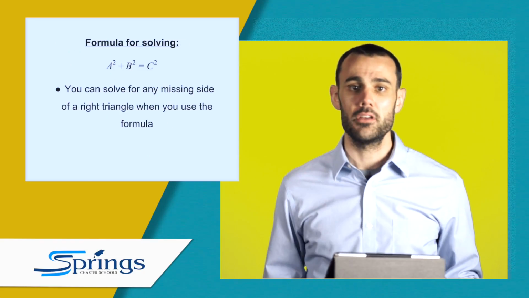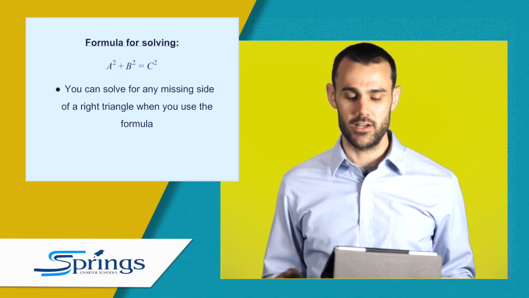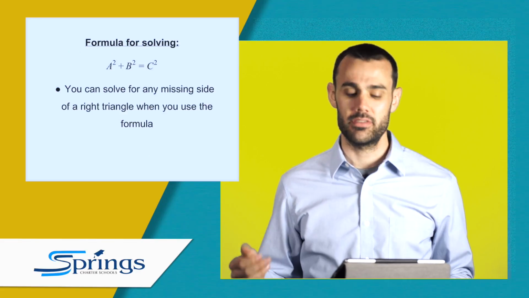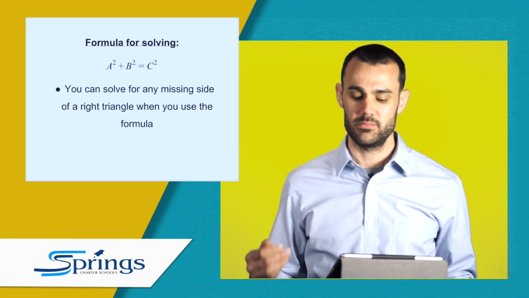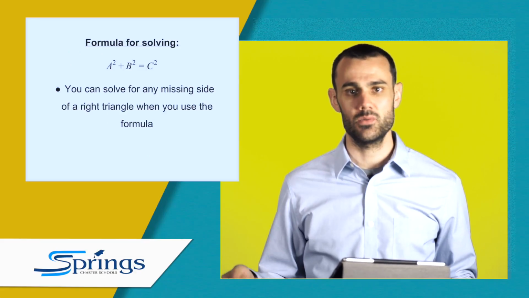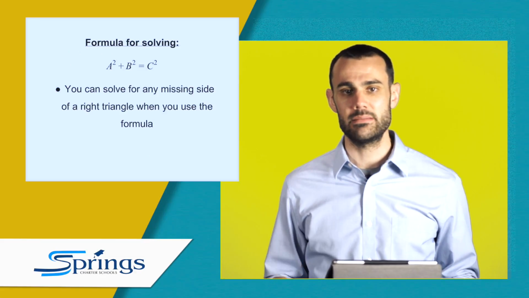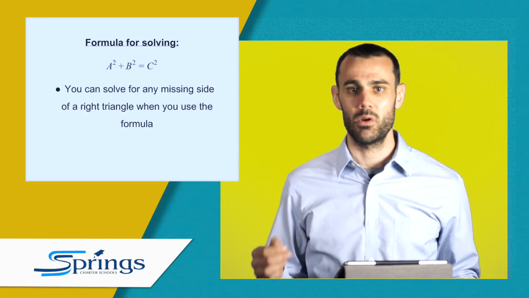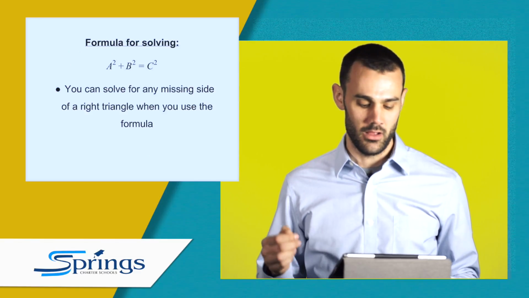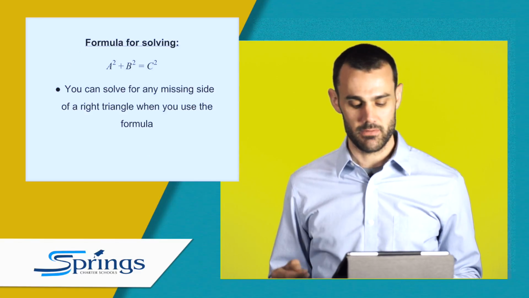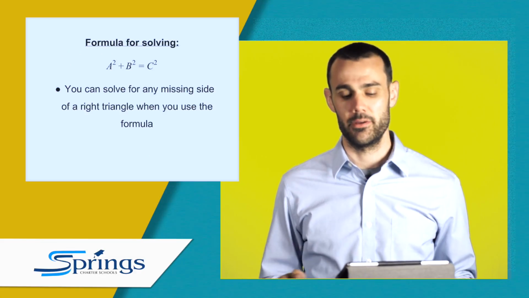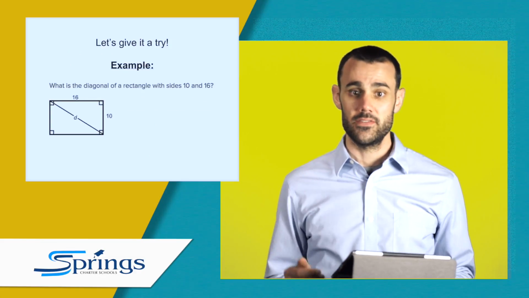So here's the formula for solving missing sides of a right triangle, or using the Pythagorean theorem. A squared plus B squared equals C squared. The hypotenuse is always going to be represented by the variable C when working with the Pythagorean theorem. You can solve for any missing side of the right triangle when using this formula. Let's give it a try.